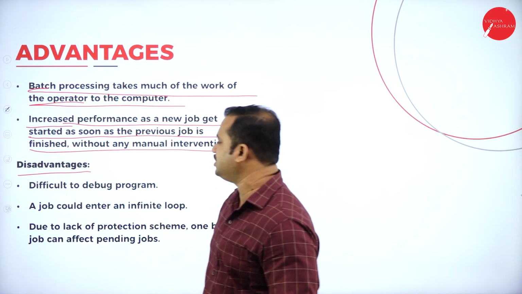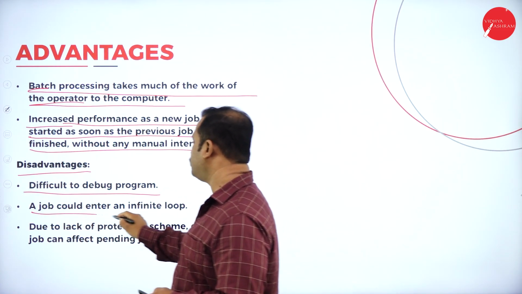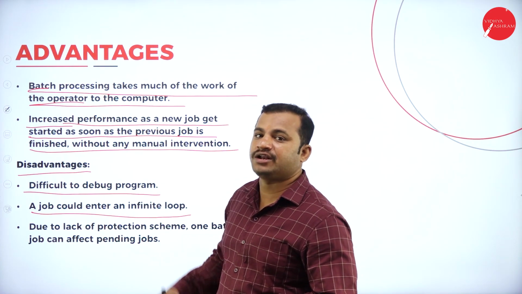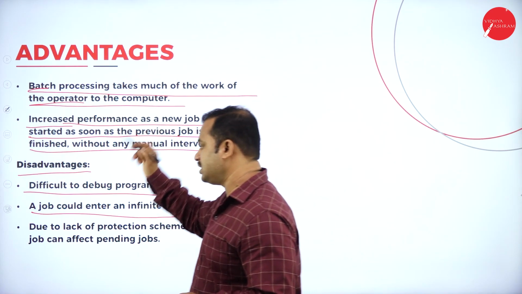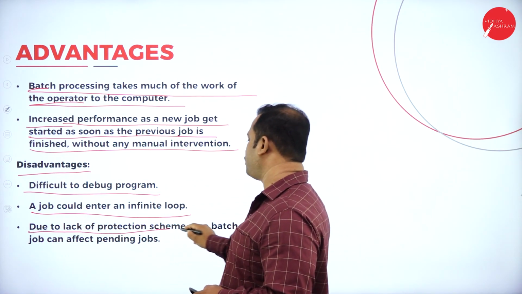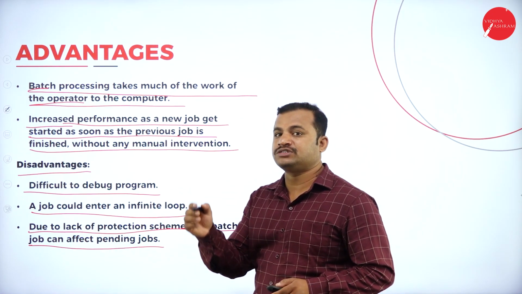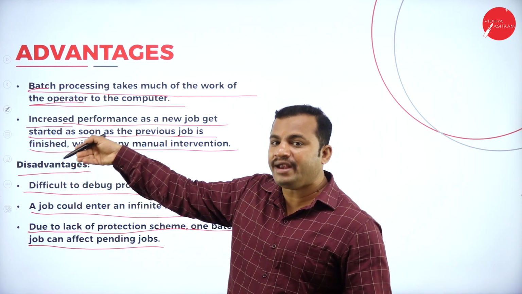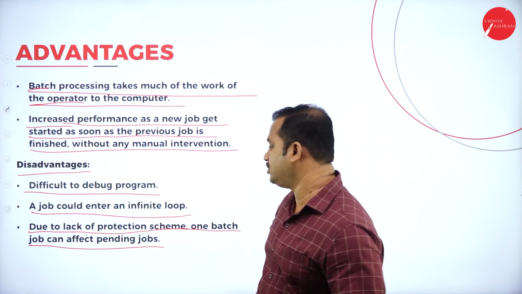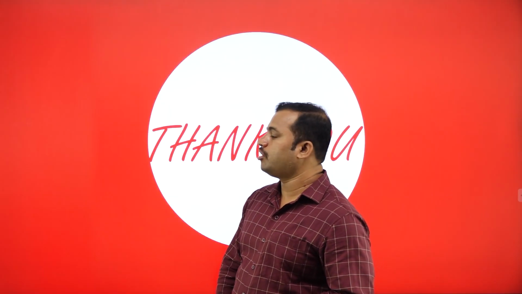Then what are the disadvantages? It is very difficult to debug the program. A job could enter an infinite loop, because if there are multiple jobs or tasks to be carried out, that can lead to an infinite loop. Another drawback is that, due to lack of a protection scheme, one batch job can affect the pending jobs. Suppose the second job takes a long time to execute, the third job needs to wait in the queue. These are the drawbacks and advantages of the batch processing system.